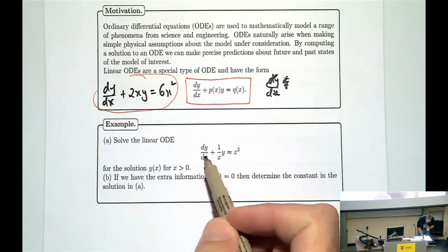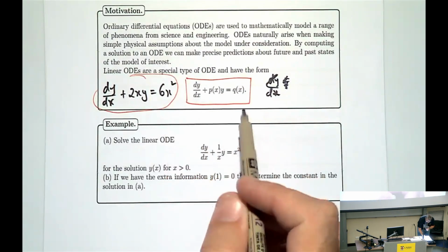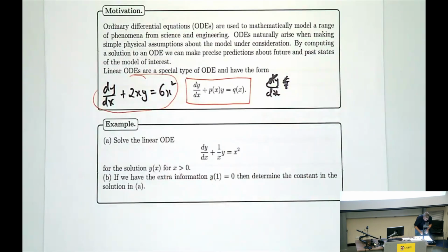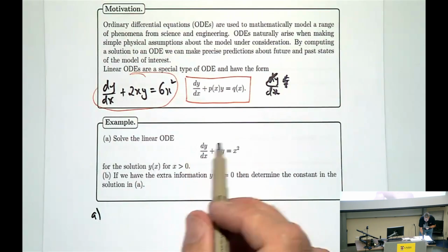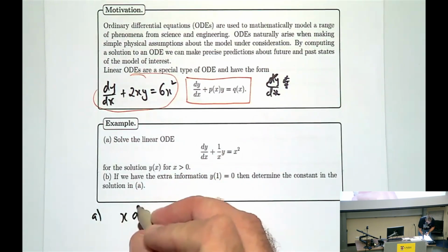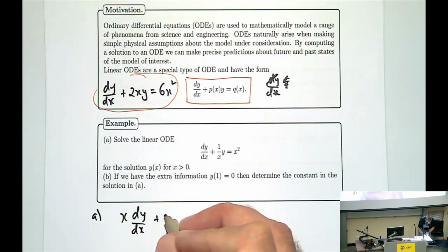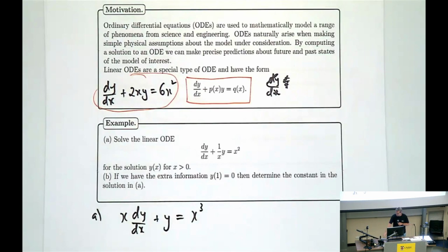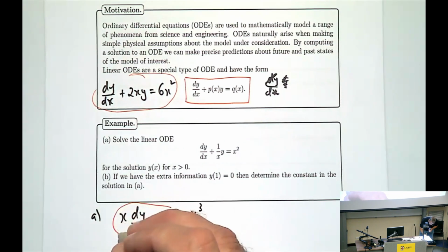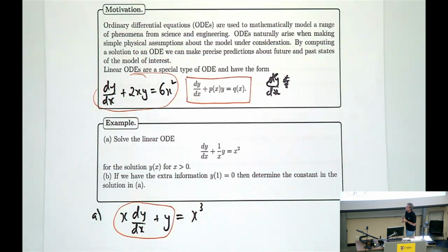Let's have a look at this problem. In this case, p of x is 1 on x, q of x is x squared. So what happens if I move the x and multiply both sides by x? It's the same equation. I've just multiplied both sides by x. Now, what do you notice about that and the product rule?